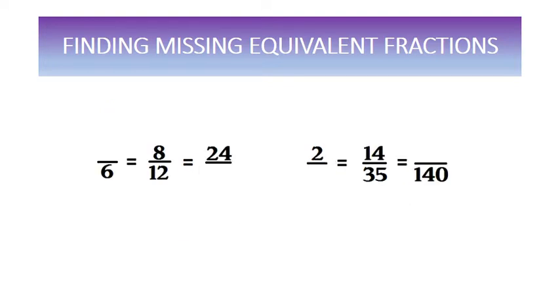Here we have exactly the same thing, but this time with 3 fractions in each sequence. So what we do, just as before, is we start with the fraction where we have all the information.